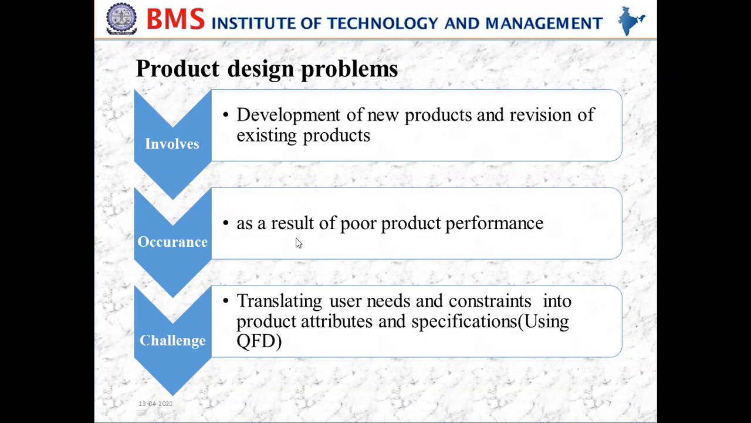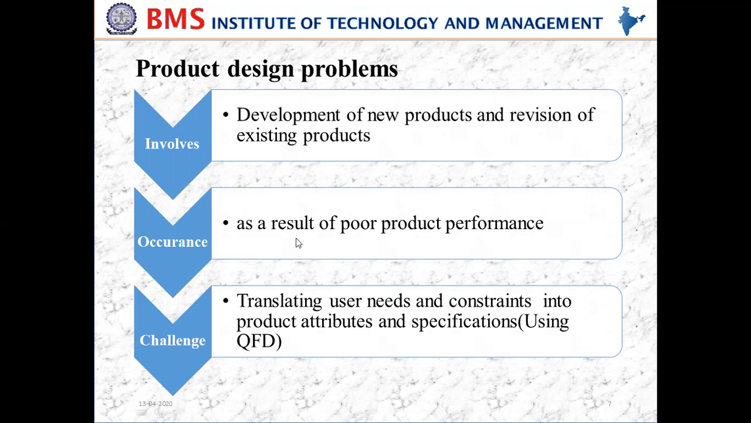So if there is any change in the customer needs, then immediately you need to identify it, and then translate it into the specification of that particular product and the product attributes. This can be done by using quality function deployment, which is one of the techniques you are going to study in module 5. Quality function deployment is a technique I use for translating the needs into product attributes as well as specifications. So these are the 5 types of problems, how they occur, how to identify them, and what the challenges are, and these are all discussed.